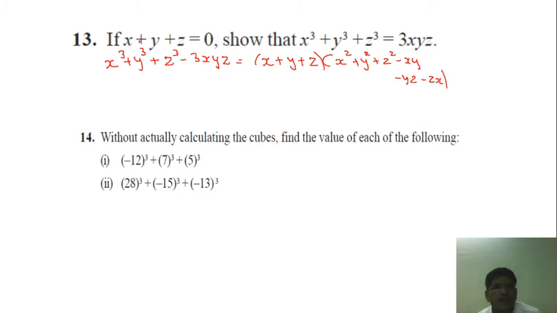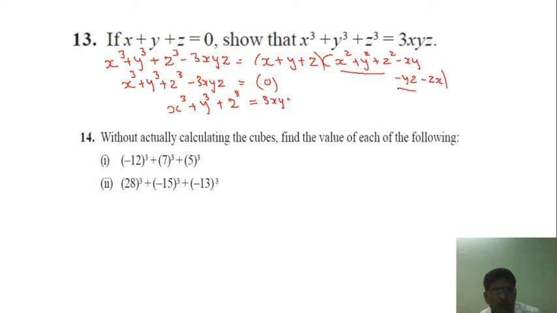Now the question is, if x plus y plus z is equal to 0, so what do I have to write here? 0. So everything is also equal to 0. So now x cube plus y cube plus z cube minus 3xyz is equal to 0. Therefore x cube plus y cube plus z cube is equal to 3xyz.